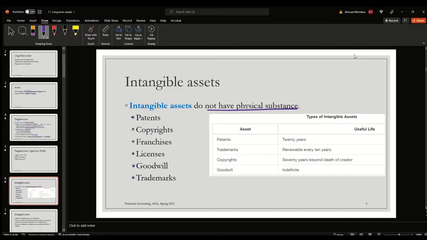Very briefly, they have different useful lives. For example, patents have only 20 years of lifetime. Only for 20 years can you use a patent. Trademarks, on the other hand, are renewable every 10 years. Copyrights last 70 years beyond the death of the creator.